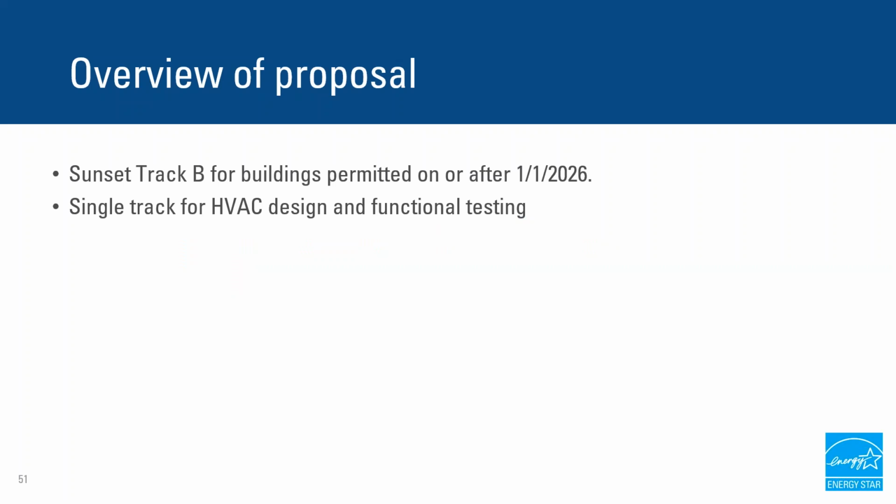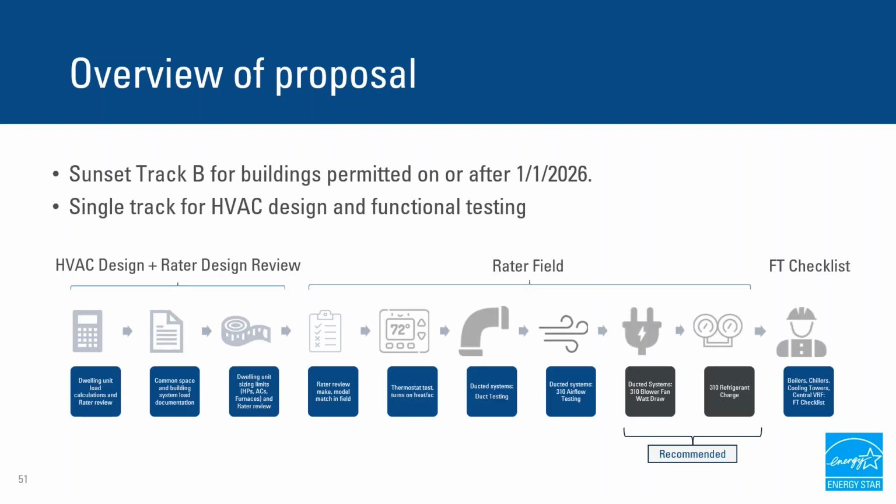This is our proposal to sunset track B for buildings permitted on or after January 1st, 2026, which will have a single track for HVAC design and functional testing. And visually, this will be just one line where you can see what you need to do across the line. And in general, what we've done is taken from track A and consolidated everything to work for all systems.